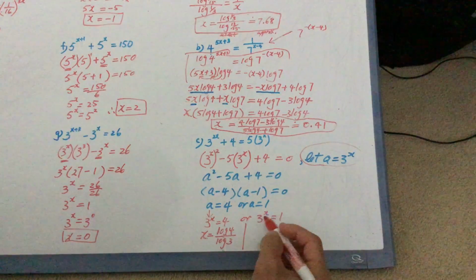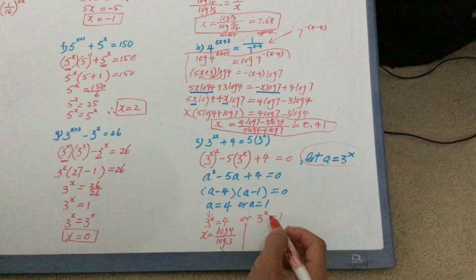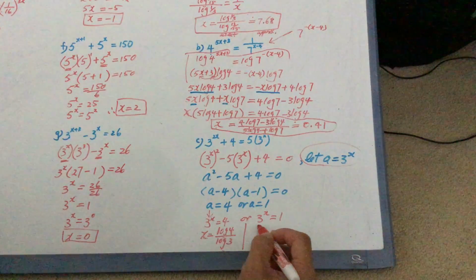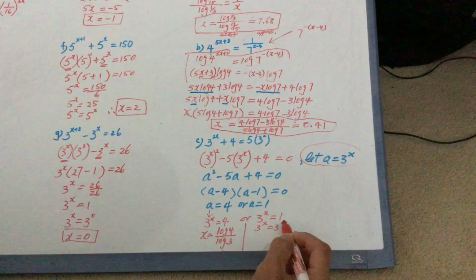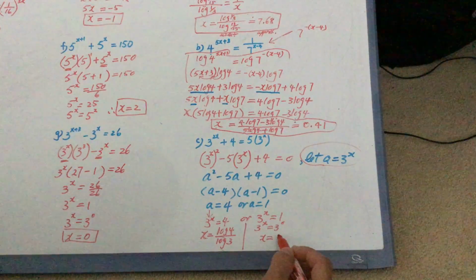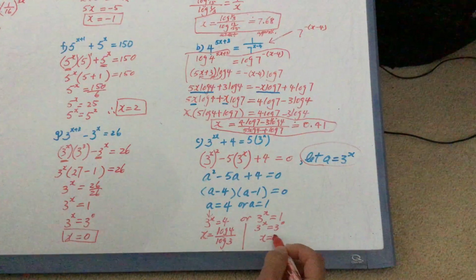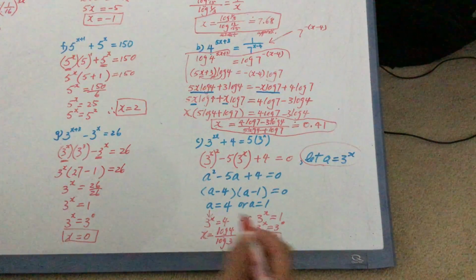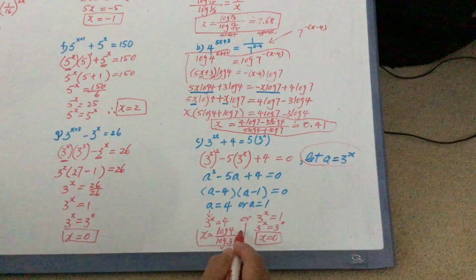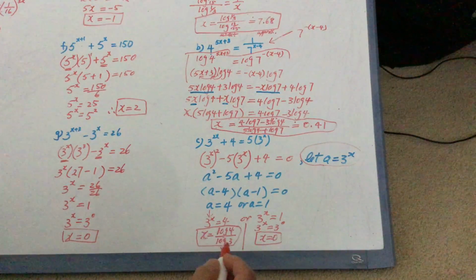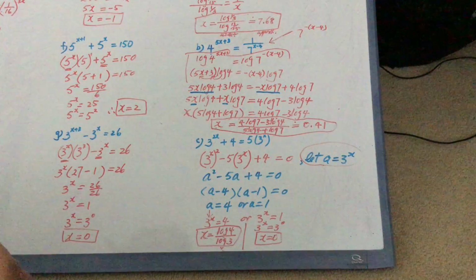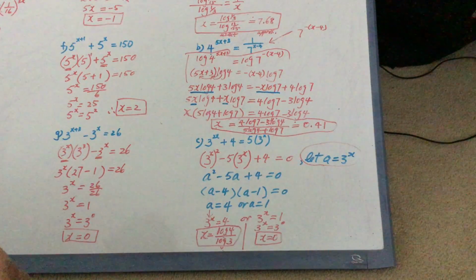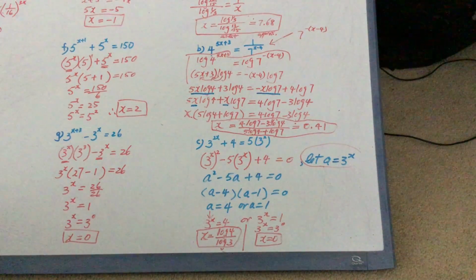For 3 to the x equal to 1, 3 to the x must be equal to 3 to the 0, so x must be equal to 0. So you will have two different answers here. You can turn this into approximate form, but usually we want you to leave it in exact form. So this will be the last example.